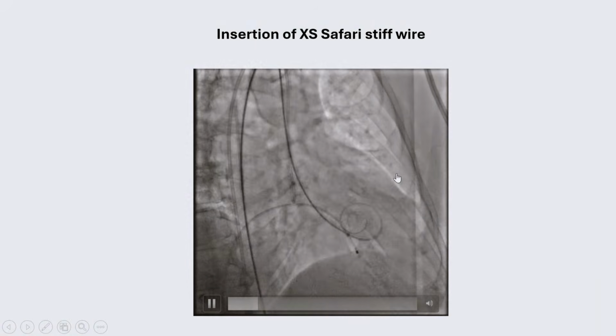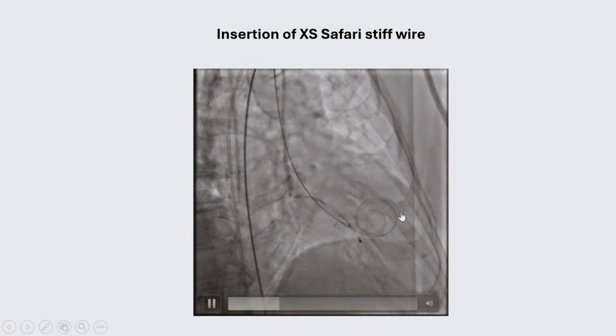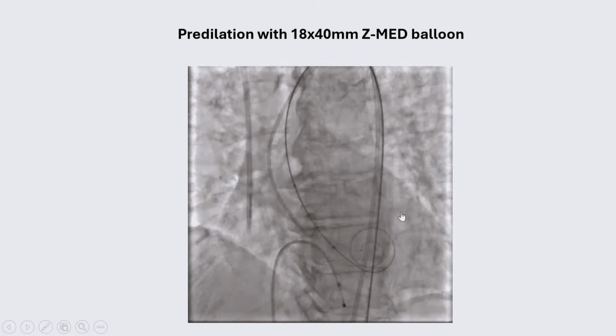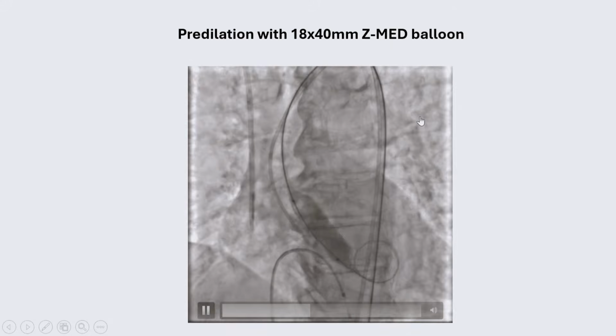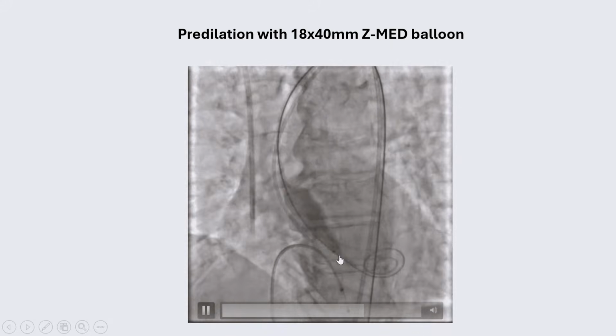After that, through the pigtail, we took an extra small Safari wire, a stiff wire, and parked it into the left ventricle. Then as we had come to our conclusion of using an 18 mm pre-dilatation balloon, we took an 18 by 40 mm Z-Med balloon, and with rapid pacing, we deployed it and did an adequate pre-dilatation.